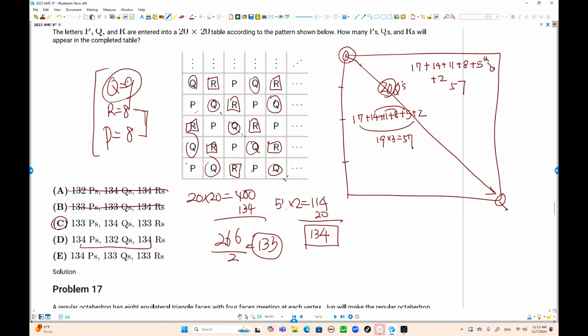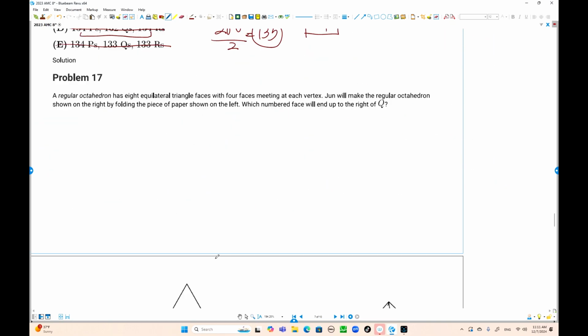34 is equal, but the number of Q's is greater than the number of R and P. That's less than. Okay. This is also different. So only choice C satisfies the condition, right? The number of Q's is greater than the other two numbers, but these two numbers are equal. Okay? All right. Here is number 17.